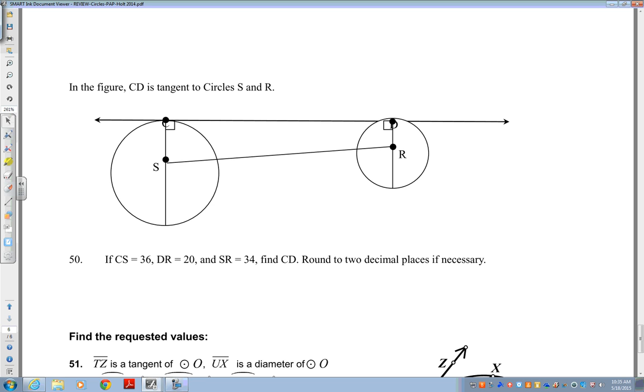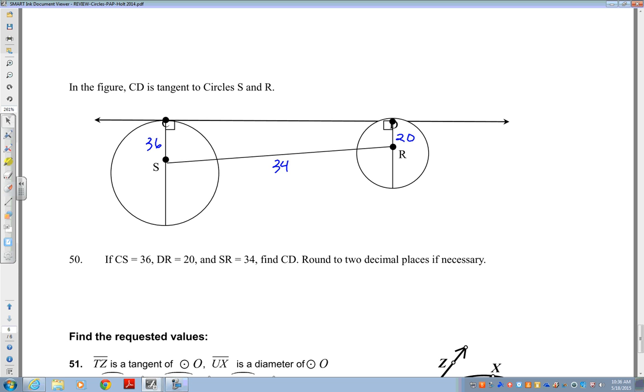Look at 50, because this was probably our most missed problem on your quiz. You've been assessed for this type of problem 4 times, in homework and on a homework check quiz. Most of you can label, so you'll give me the 36, the 20, the 34. Then you say, oh, these opposite sides are congruent, so you say this is 34, which is wrong. That's what most of y'all wrote on your quiz.